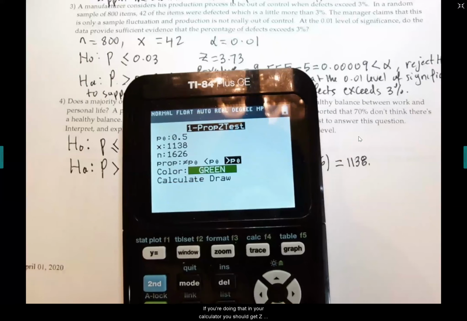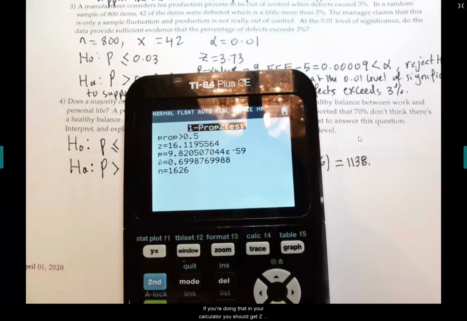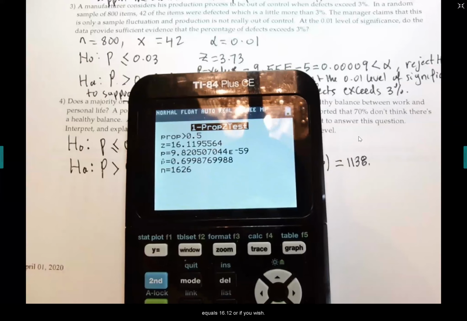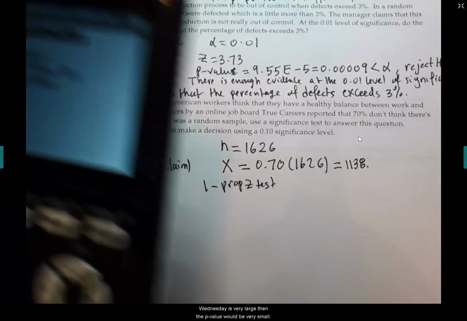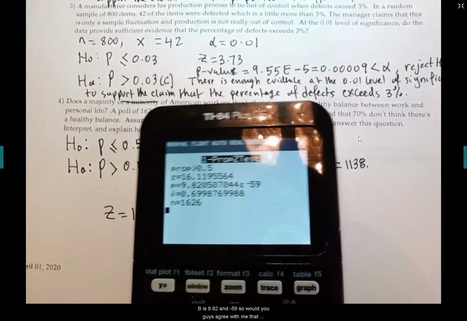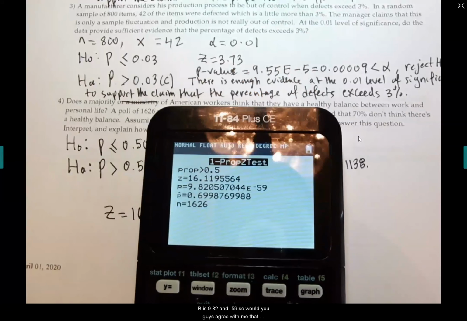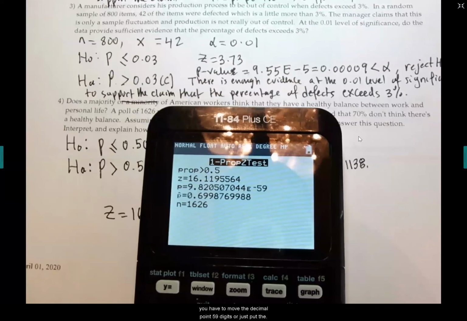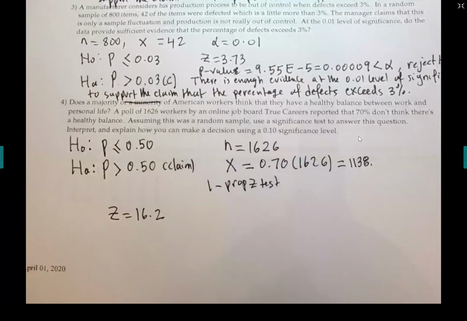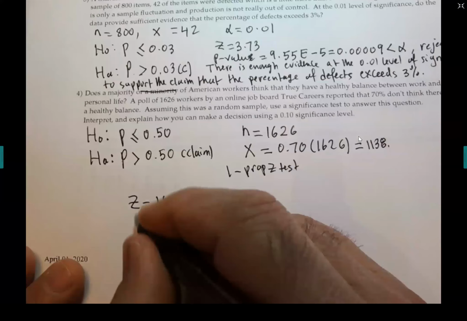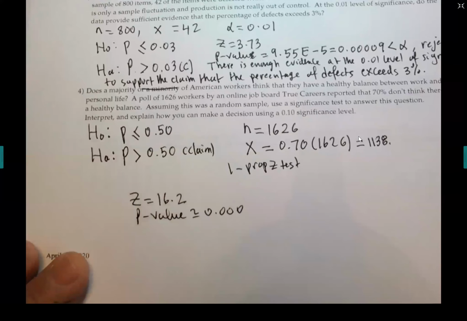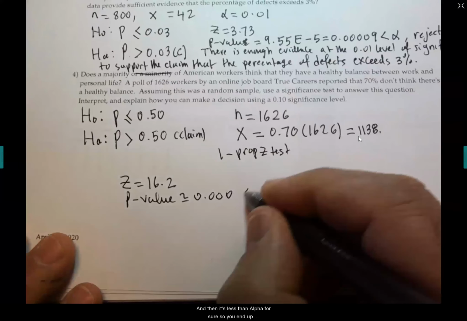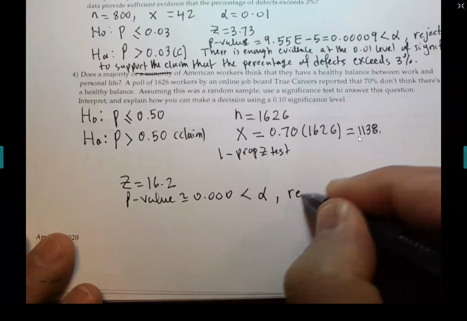If you're doing that in your calculator, you should get Z equals 16.12. Oh, it's huge. When Z is very large, then the p-value will be very small. P is 9.82 E negative 59. So would you guys agree with me that you have to move the decimal point 59 digits, so just put 0. I'll just put 0 here. And then it's less than alpha for sure, so you end up rejecting H0.